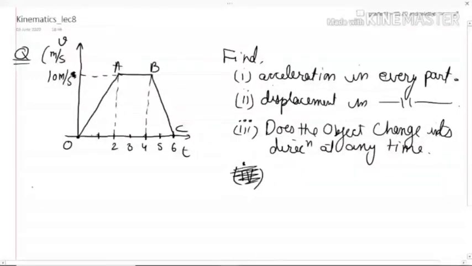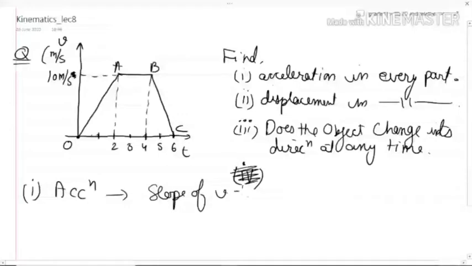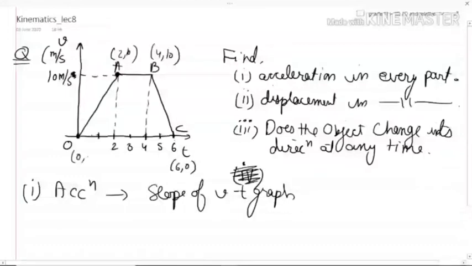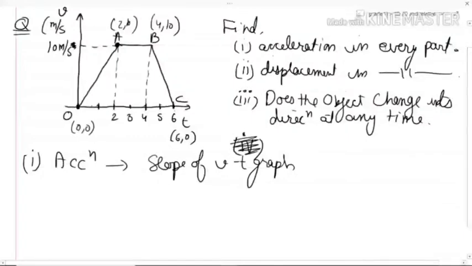First of all, for acceleration, how do you do for acceleration? Acceleration is calculated by the slope of VT graph. If I take any 2 points, what will be this point? This point will be 2 comma 10. This will be 4 comma 10. This will be 6 comma 0. This will be 0 comma 0. So I have the coordinates of all the points, and hence acceleration is basically delta v by delta t.